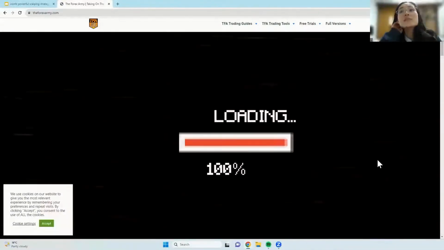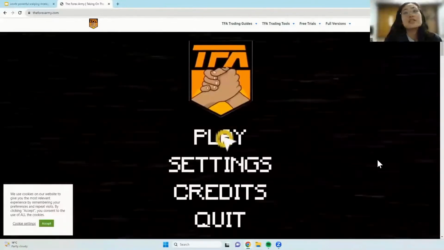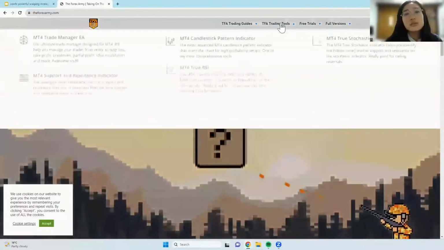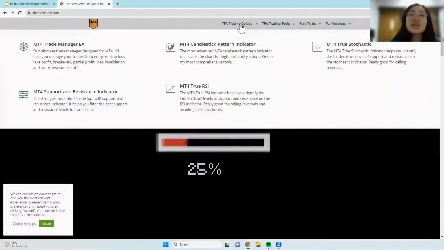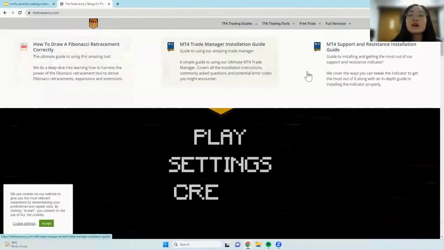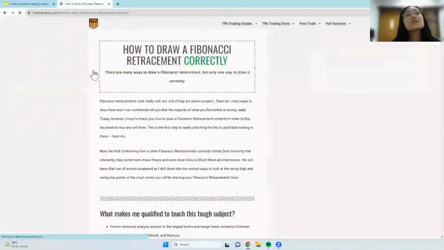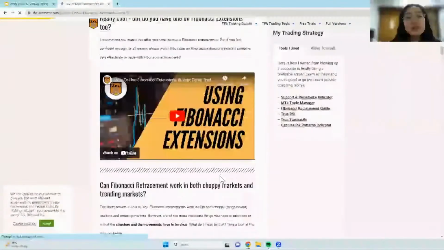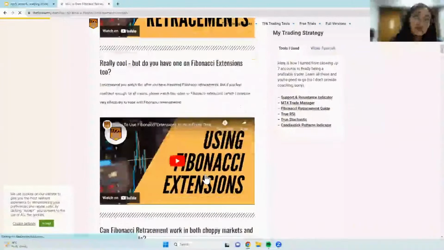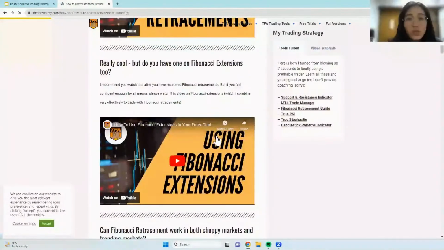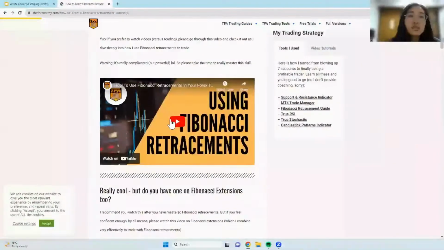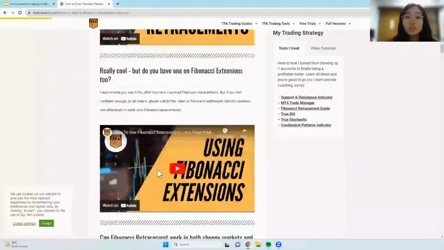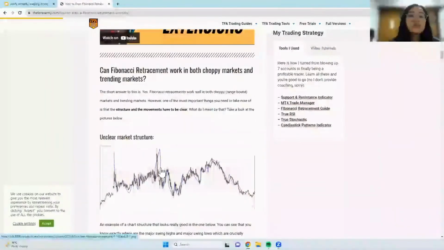Okay, so we have a bunch of trading guides and tools as well. The tools are mainly for MT4, just a bunch of free indicators for you guys to download. Yeah, a support resistance guide and how to draw Fibonacci retracement correctly. If after this you are still a little bit confused, you can go ahead and look at the extensions. The extensions is basically what I'm referring to now, the Nike ticks. Retracements are really basic Fibonacci levels that are important to know how to use as well.